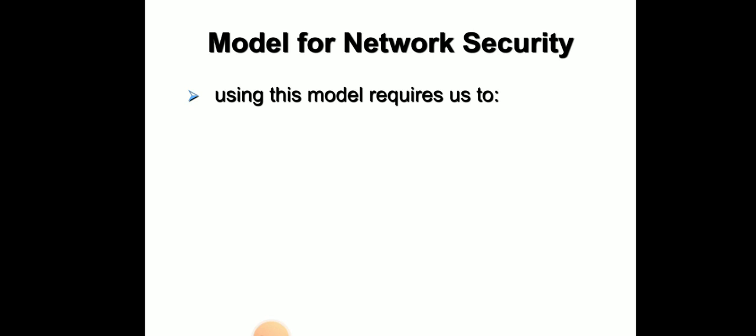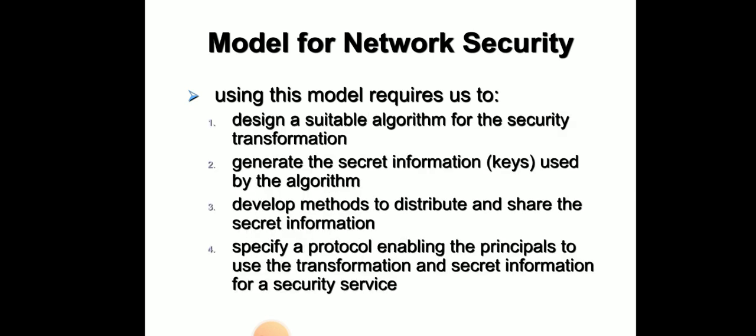When we are designing a model for network security, we have to consider 4 things. First, we have to design a suitable algorithm for secure transformation and generate the secret information using that algorithm. We have to develop a proper method to share the information secretly between the sender and the receiver. And we have to specify the proper protocol and principles for transferring the secret information in a secure way. So these are all about the model for network security and the possible threats in cryptography that we have discussed today. Thank you.